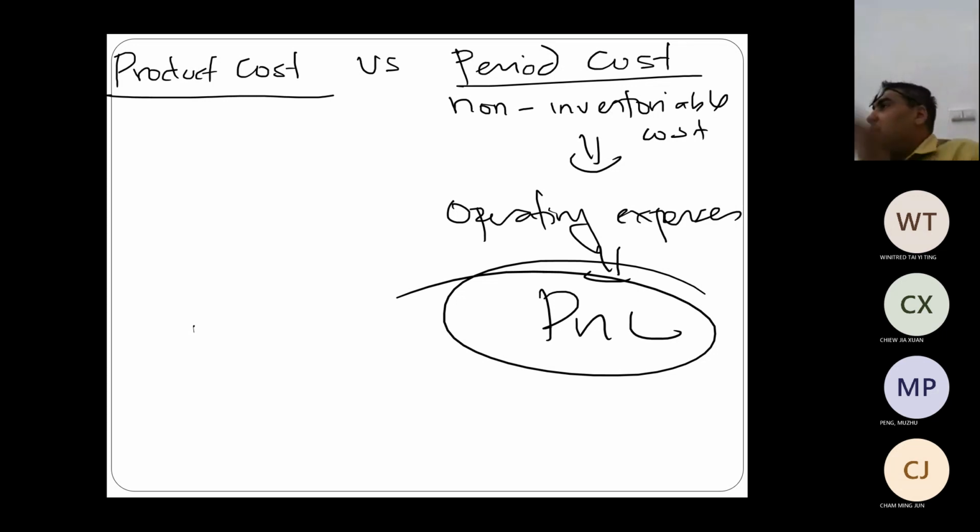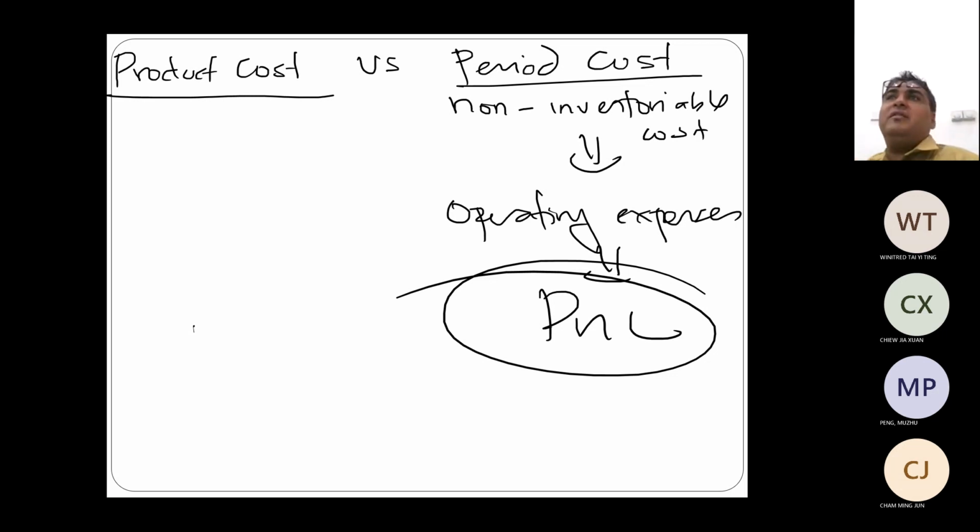Product cost, period cost. Product cost is fully related to the manufacturing process. Period cost, is it related to the manufacturing process? No, it is the cost after manufacturing. When you sell, you remember you have advertising expense, carriage outwards, salary of salesman, commission of salesman, discount allowed.